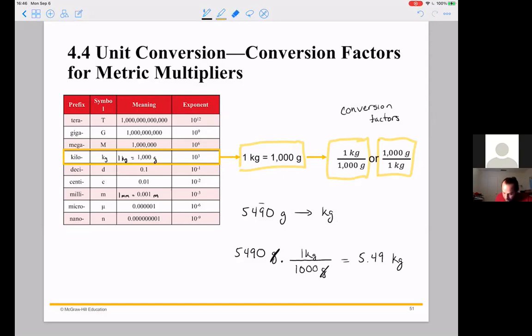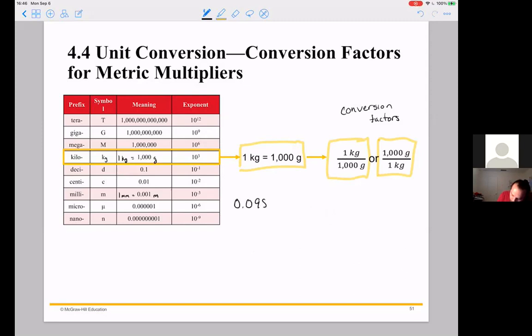Okay, well, what if I wanted to go the other direction? I wanted to go from kilograms to grams. I would again start with my original measurement. But now when I'm choosing my conversion factor, I'm going to make sure to pick the one that has kilograms on the bottom. So kilograms will cancel out. So I'm going to use that second one where 1 kilogram equals 1,000 grams.